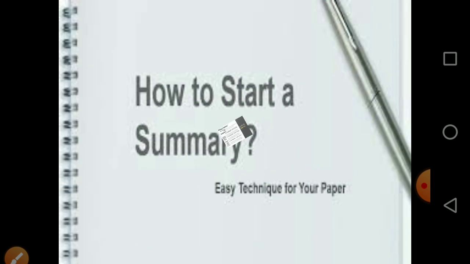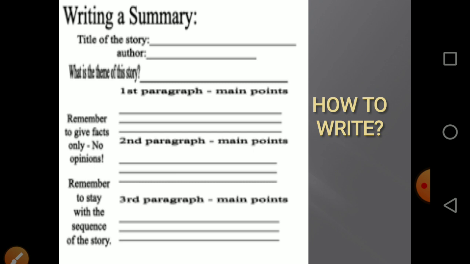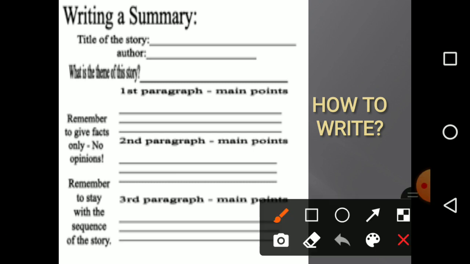How to start a summary? Let's see. When you are writing a summary, first of all, the title of the story is important, or the author. Then what is there in the story? What is the theme of the story? The basic theme of the story, the main point, that's the first paragraph.